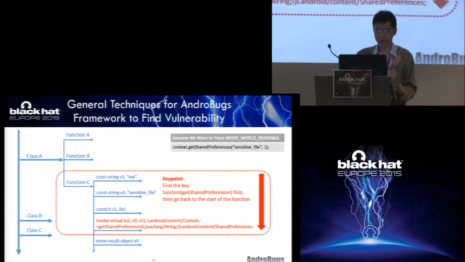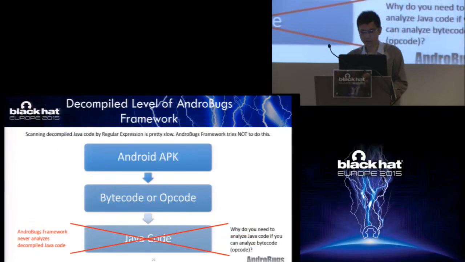So if the AndroBugs framework doesn't find potentially vulnerable functions, it will not continue to analyze from the start of the function, and it saves analysis time. Okay, and the AndroBugs framework will analyze mostly in bytecode or opcode. So it is much more efficient compared to any tool analyzing Java code. Currently there are some open source Android application vulnerability scanners. However, they scan the decompiled Java code mostly by regular expression. Finding the vulnerable functions by comparing all the code with regular expressions is very inefficient and slow. So the AndroBugs framework is even 5 to 10 times faster than those tools. And why would you need to analyze the Java code if you can analyze the smali code or the bytecode?